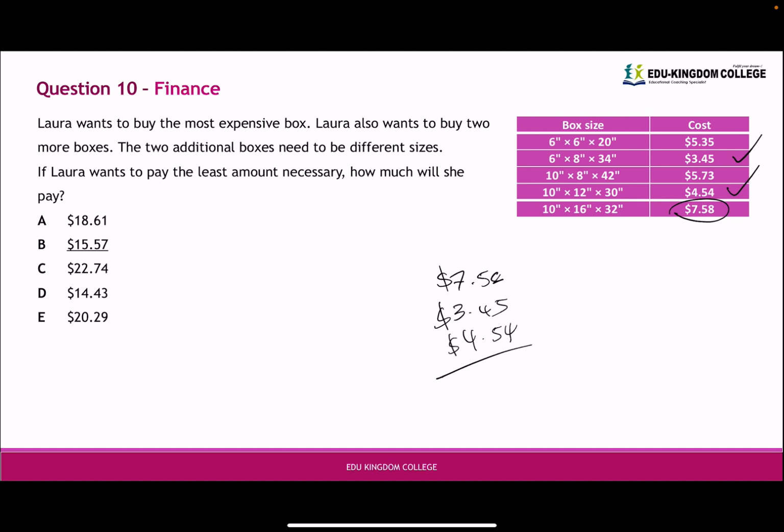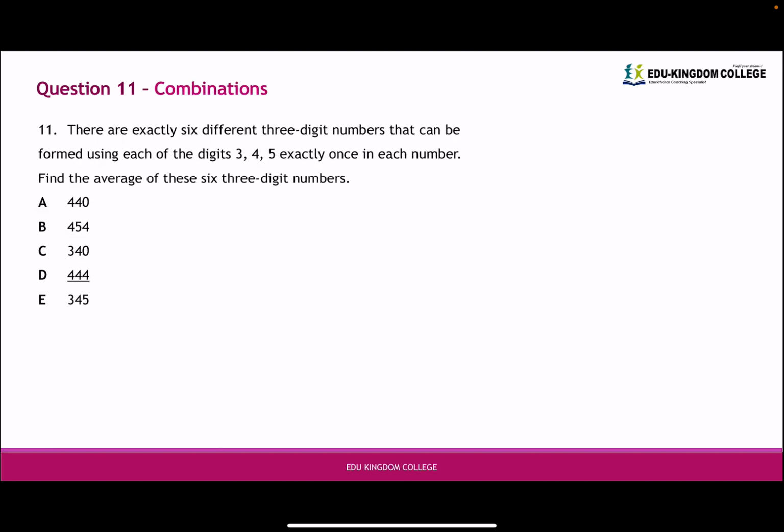So 8 plus 4 plus 5 should give you 17. Carry the 1 over. This gives you 15. Carry the 1 over. This gives you 1557. That should give you B.